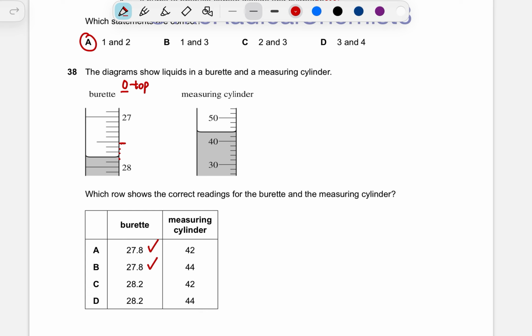And then remember, a measuring cylinder, you're filling up from the bottom, so 0's at the bottom. So this is going to be, it's divided into 2's, so this is 42 and 44. So your answer is B.